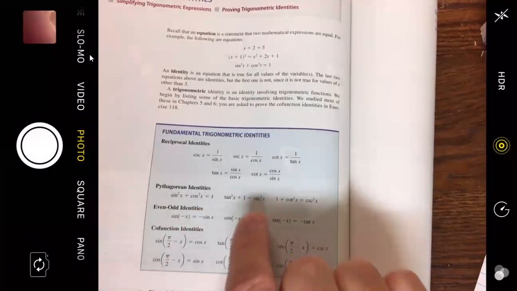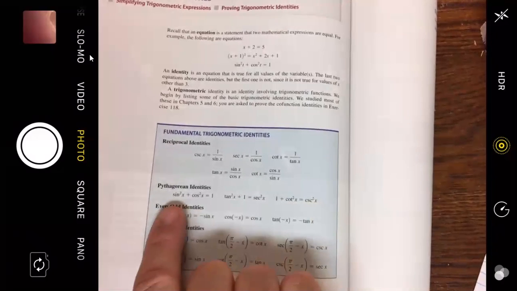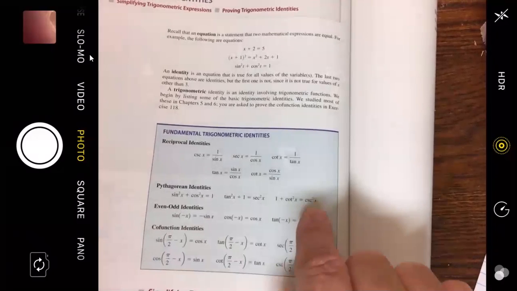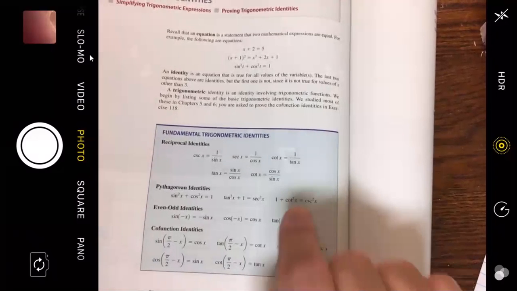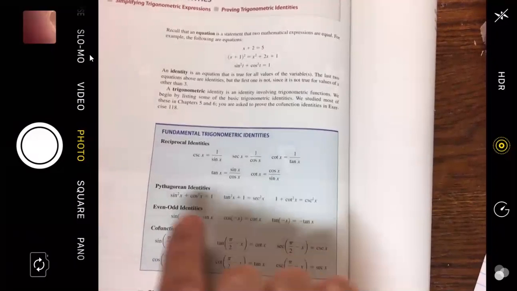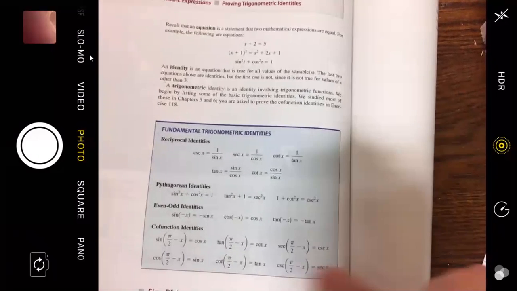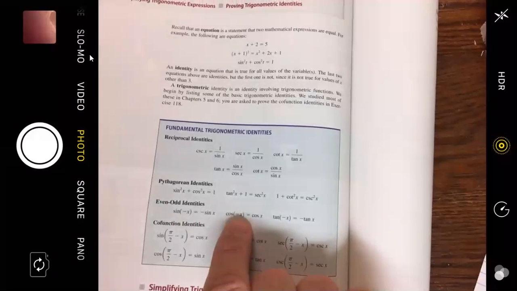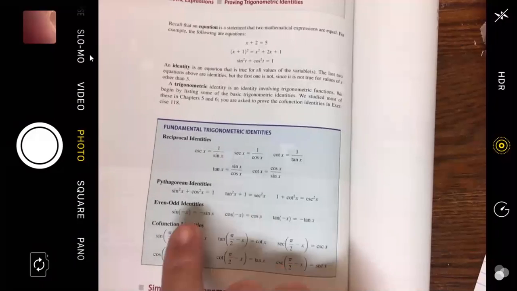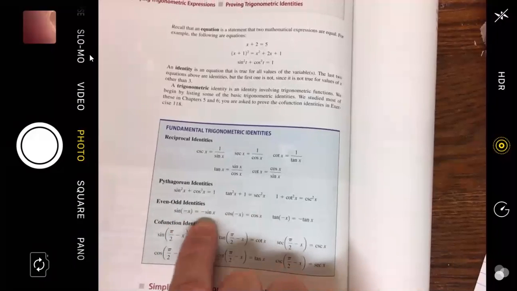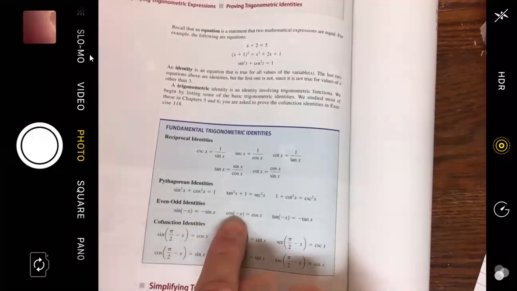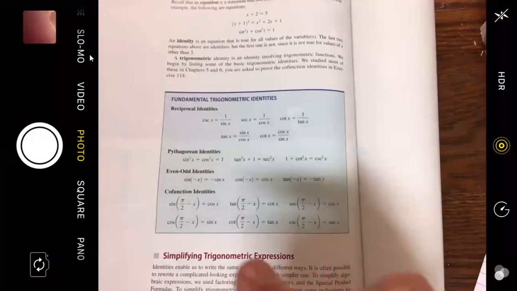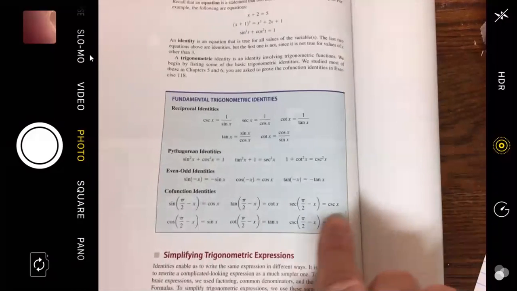Tangent squared plus 1 we derived: you divide through by cosine squared and get this. Divide through by sine squared and you get this one. Even-odd shows you how to handle minus signs that are inside. We mentioned this: sine is odd, so a minus sign will come out, and cosine is even, so you can ignore the minus sign. The only new ones they didn't show you in chapters 5 and 6 are these cofunction identities.